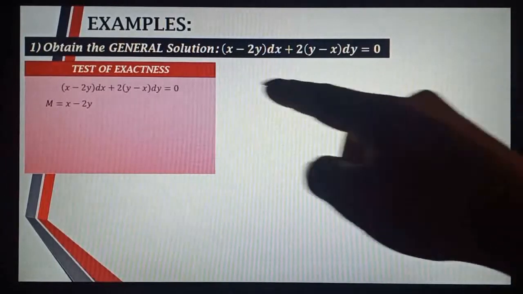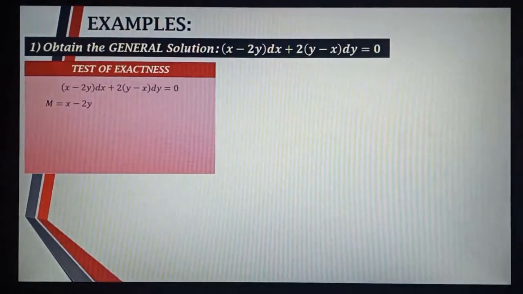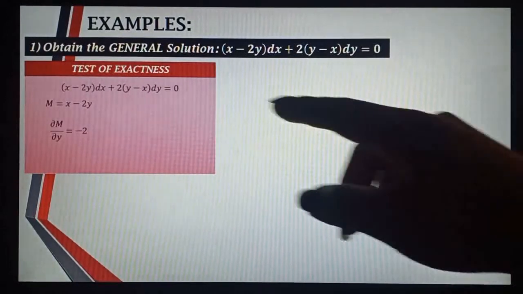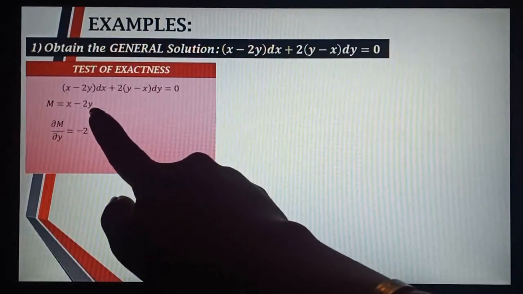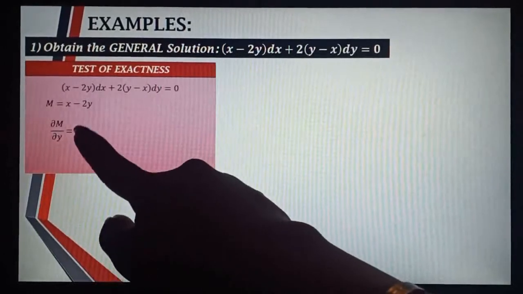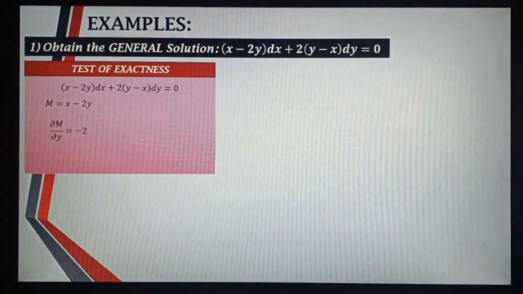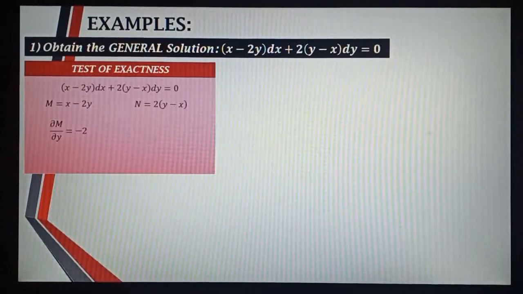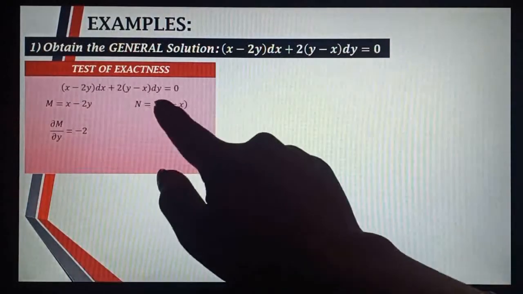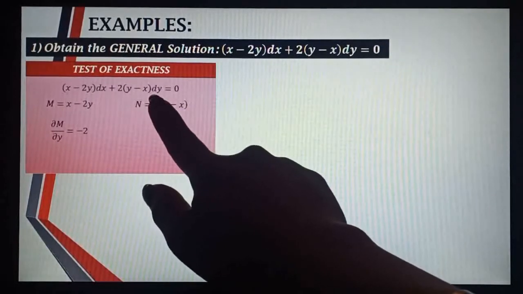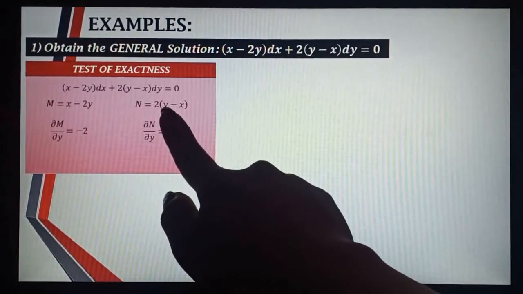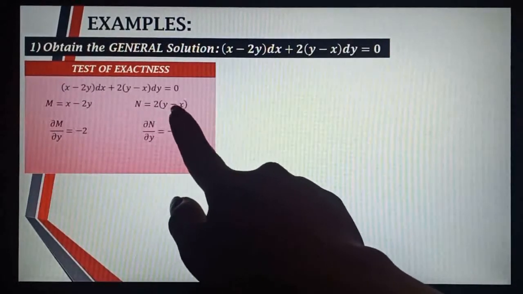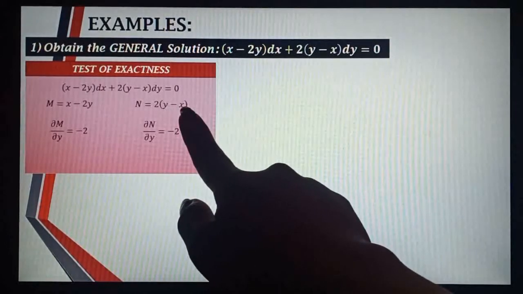Since kay dx siya nakamultiply, i-differentiate natin siya with respect to y. So, constant si x, so that is 0. So, you will have negative 2y. The derivative of negative 2y with respect to y, that is negative 2. Then, identifying your n is 2 of y minus x. So, i-differentiate naman natin siya with respect to x kasi nakamultiply siya kay dy. So, you will now have 2y is constant. So, you will have negative 2x. So, you will have negative 2.